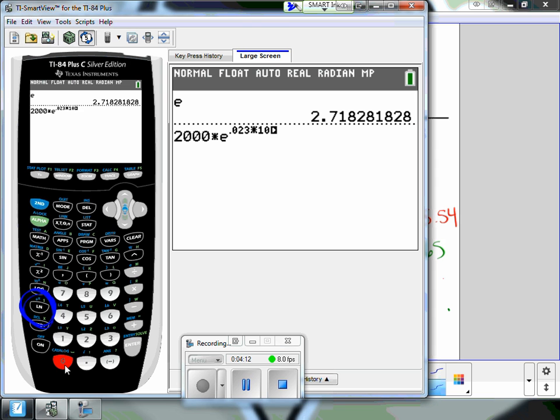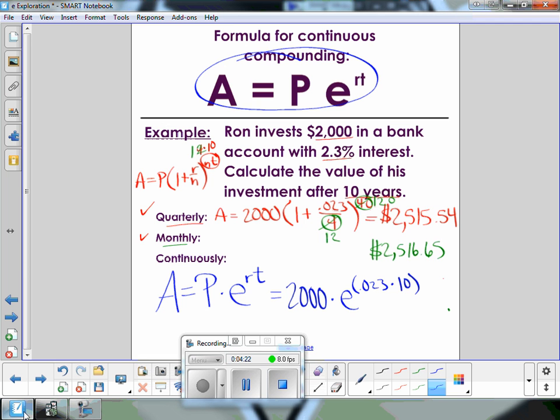So this will give us the value of Ron's investment if his money was compounded continuously for 10 years. He'd have $2,517.20. So you can see that gives him the most bang for his buck. He has more money than he would have if he compounded it monthly or quarterly. And that concludes our little lesson on the value e.